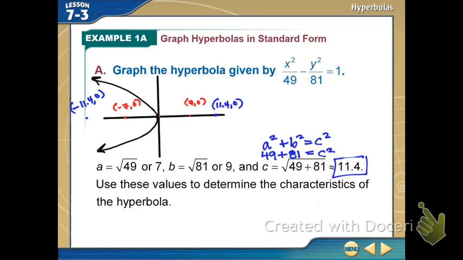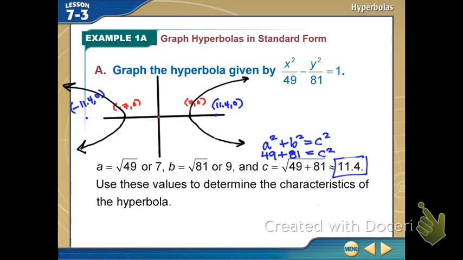There's the center. Oops, my vertices are at the wrong spot. The branches start off the vertices, wrapping around the foci. How did I know it opened right and left? Because this is going to be a horizontal hyperbola, because the x squared comes first.